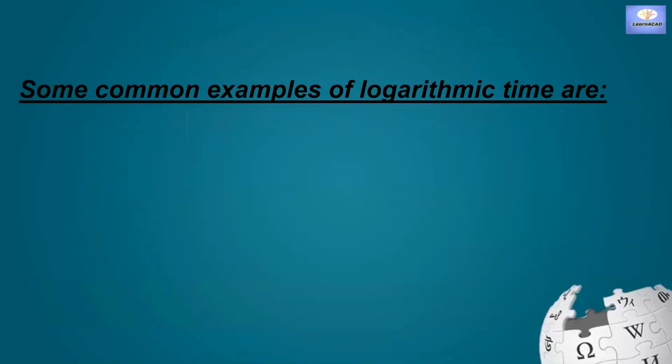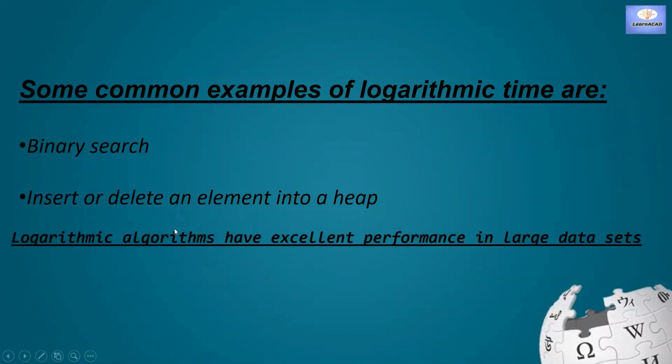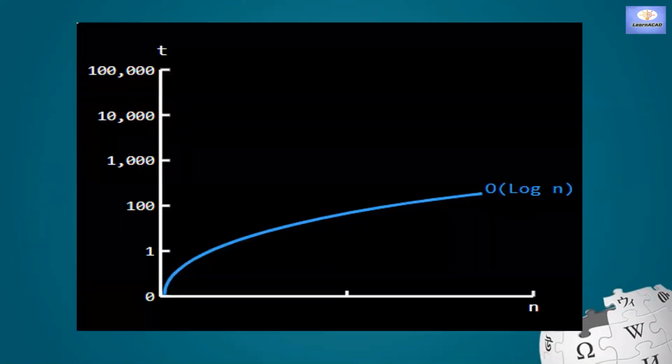Some common examples of logarithmic time are binary search and inserting or deleting an element in a heap. Don't feel intimidated by logarithms. Just remember that logarithms are the inverse operation of exponentiation. Logarithms appear when things are constantly halved or doubled. And this is the most important line: logarithmic algorithms have excellent performance on large data sets. This is the graph of logarithmic time.